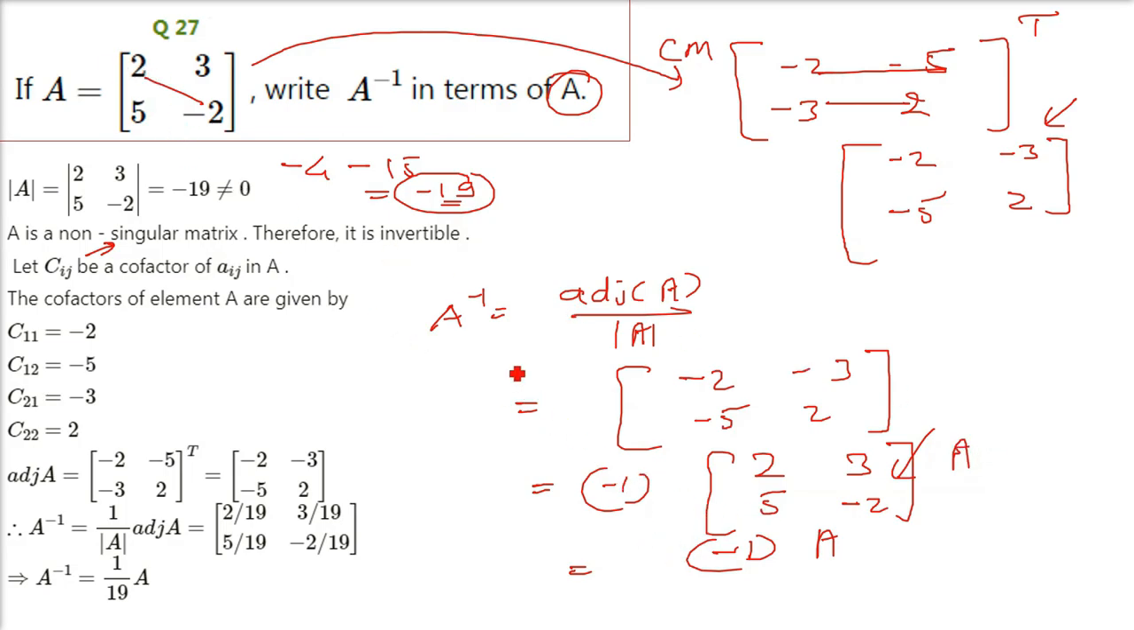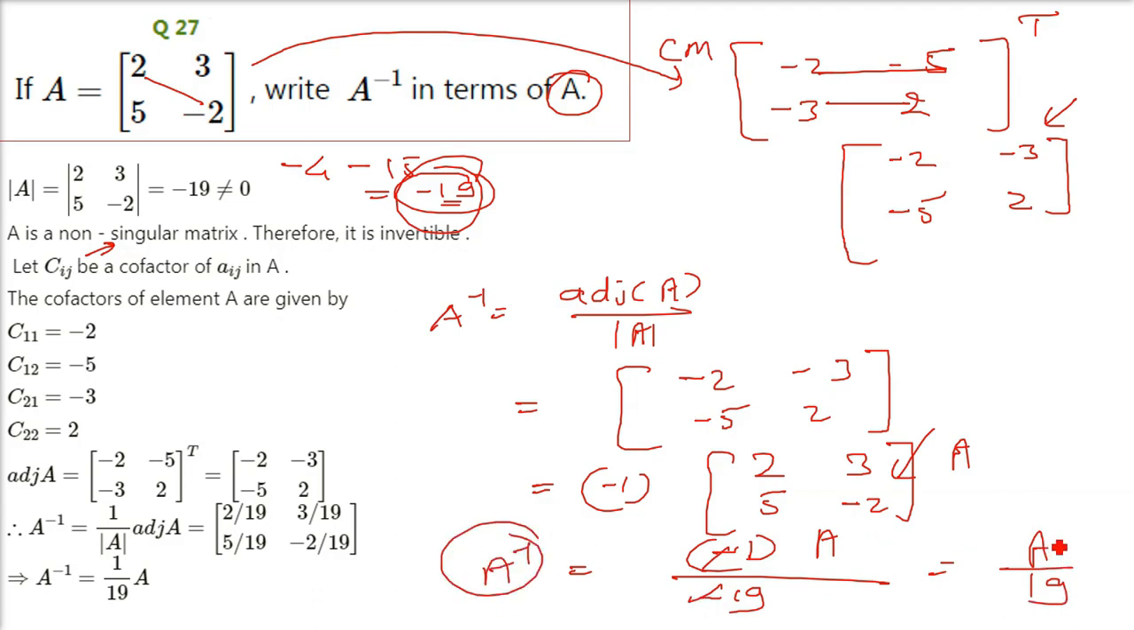But A inverse can only be completed when you divide it by the determinant of A. It is negative 19, minus minus cancels, it is A by 19. So A inverse is nothing but A by 19.